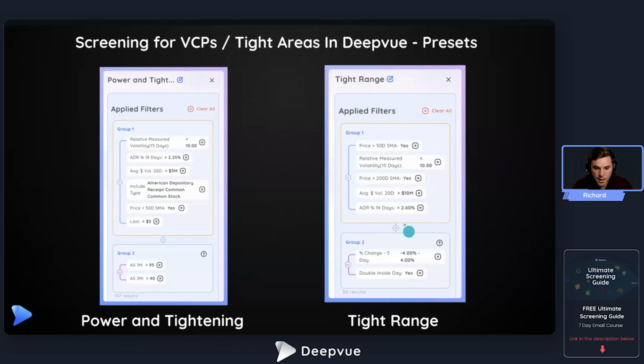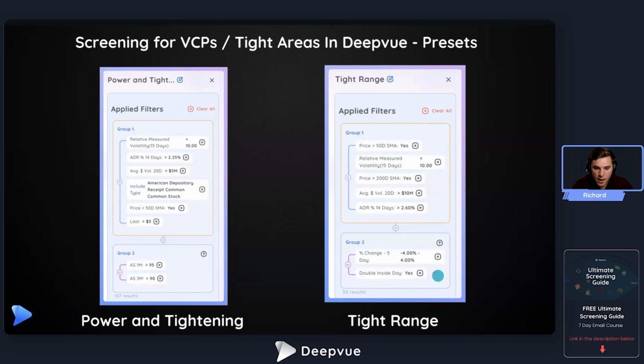Over here is another preset that you have in Deepvue, and I'll show you guys how to find these in just a minute when we jump into the application. But this is the tight range preset, very similar to a lot of these criteria, but it's looking for some different things and defines a tight range a little bit differently. So we're above the 50-day moving average. RMV is less than 10. We're at least above the 200-day moving average. Dollar volume is a little bit higher. ADR is a little bit higher, so it needs a little bit more movement.